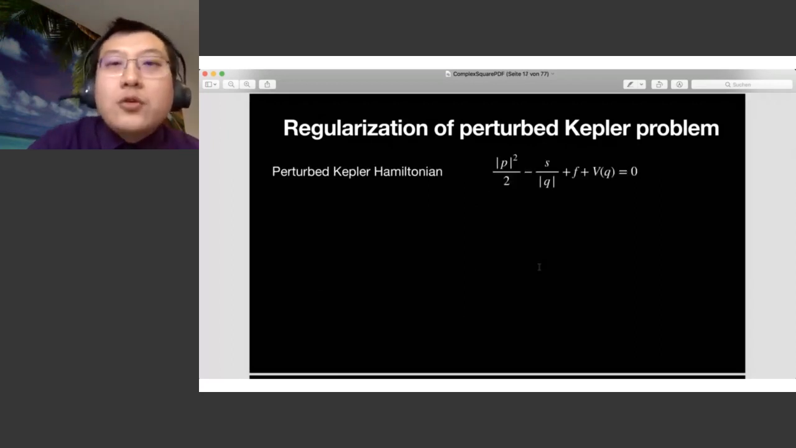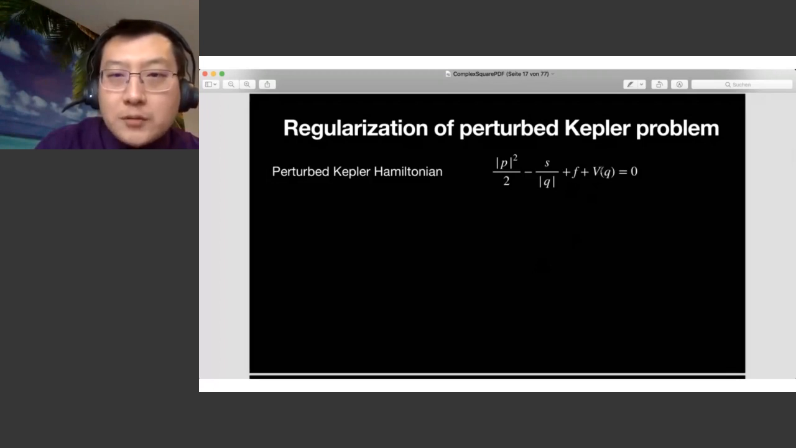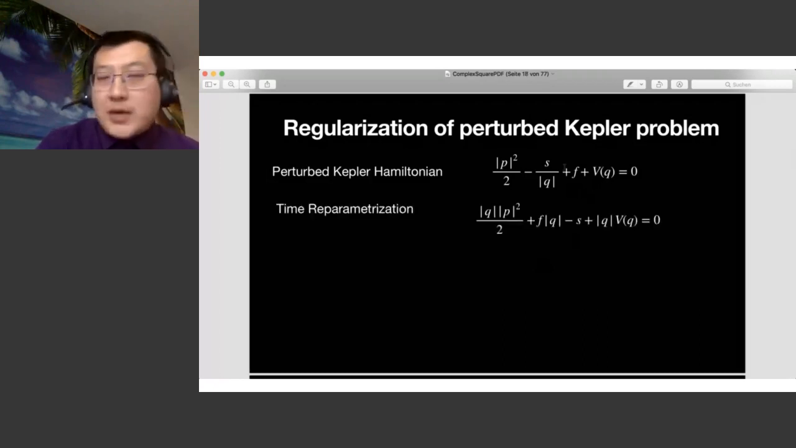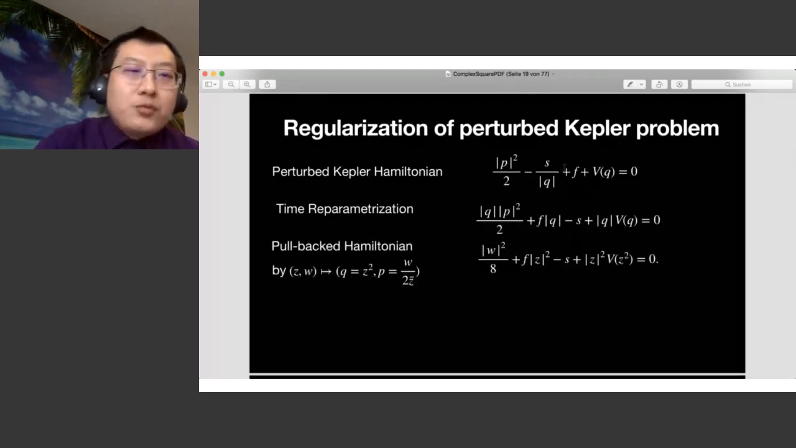So now we just extend this procedure very simply to some perturbed Kepler problems. For the purpose of simplicity, let's assume that we perturb the Hamiltonian by some regular function v of q, so a regular function of the configuration. So we just perturb the potential, and the same procedure applies. We still do this time reparameterization, and we pull back by the cotangent lift of the complex square mapping.